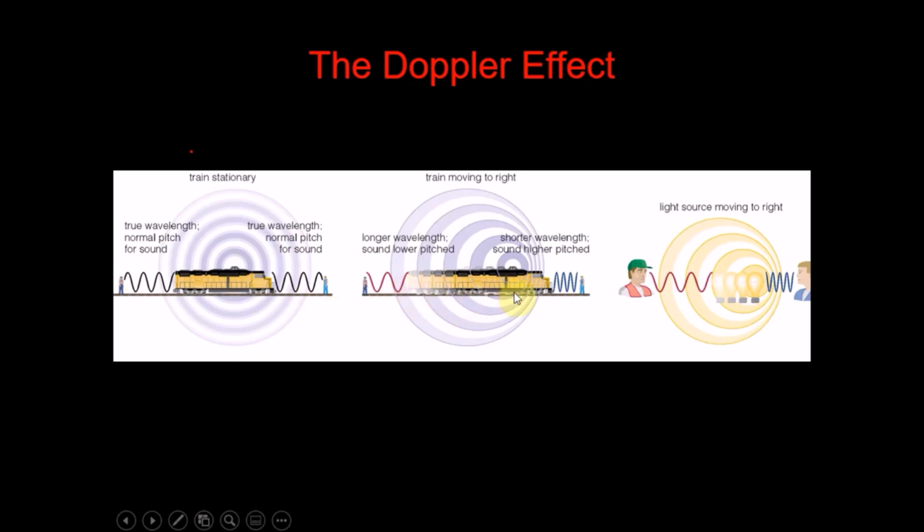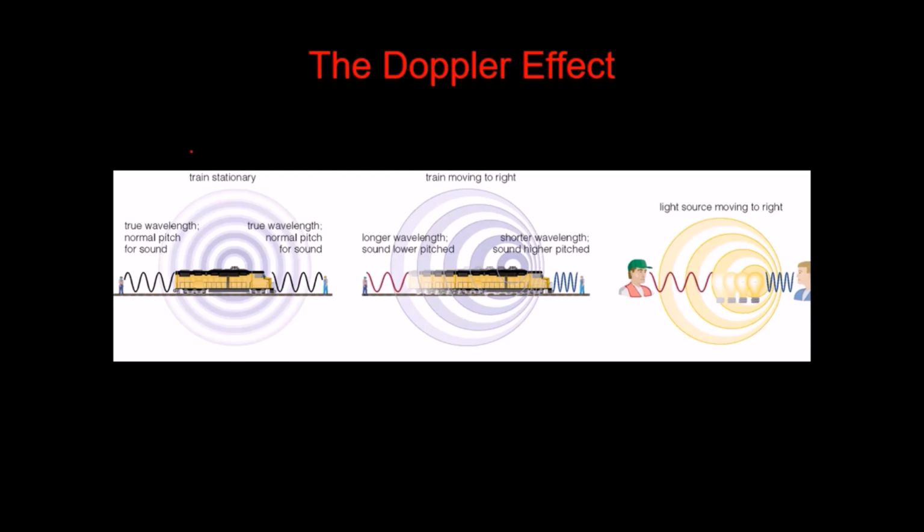Now the train has started to move to the right. As it moves to the right, emitting the same sound, so if you were sitting on the train you would hear no change in pitch whatsoever. But the person on the right will hear a shorter wavelength, a higher pitch sound. The person on the left will hear a longer wavelength, a lower pitched sound. And that is the Doppler effect. If a source is moving towards you, you will hear a shorter wavelength and a higher pitch. If it's moving away from you, you'll perceive a longer wavelength, and as such, you will hear a lower pitch.